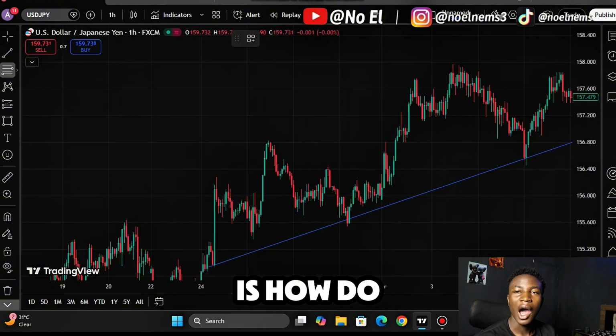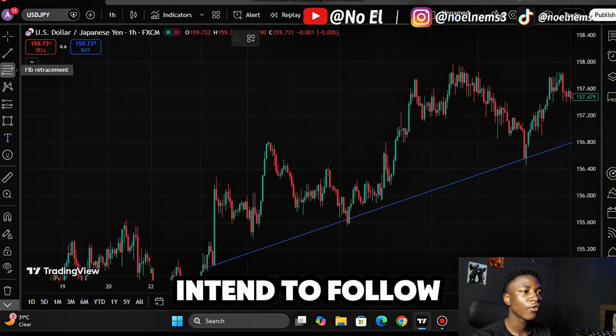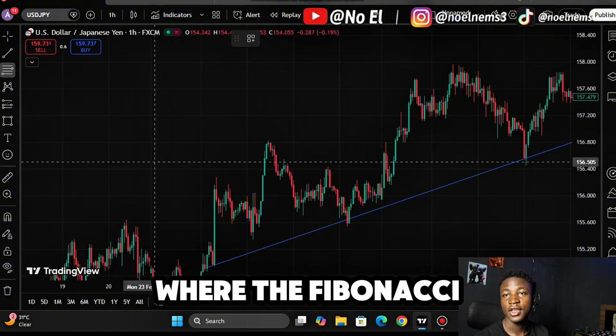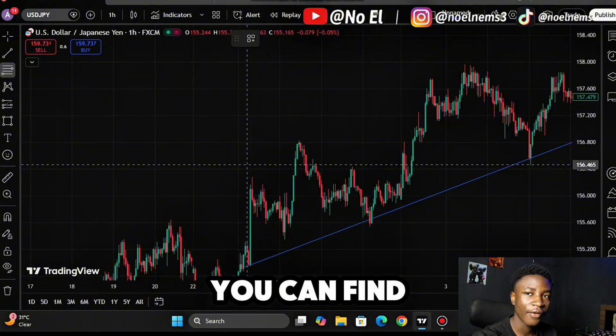The question is, how do you intend to follow the buy trend? Where do you intend to buy? How do you intend to follow the market? This is where the Fibonacci retracement tool comes in. So you just go straight to your Fibonacci and pick it up. You can find it on your TradingView.